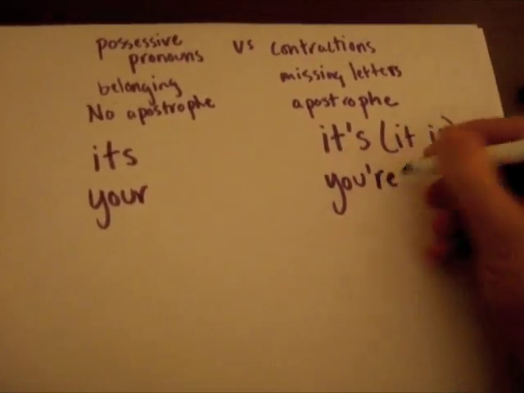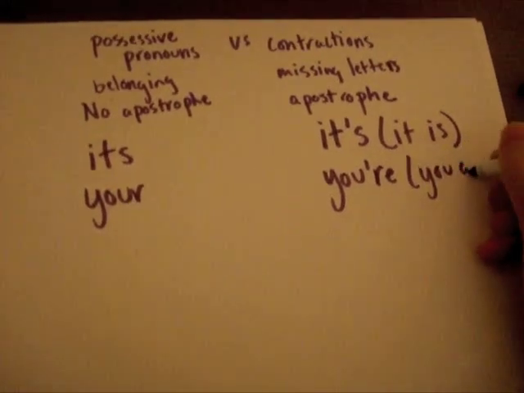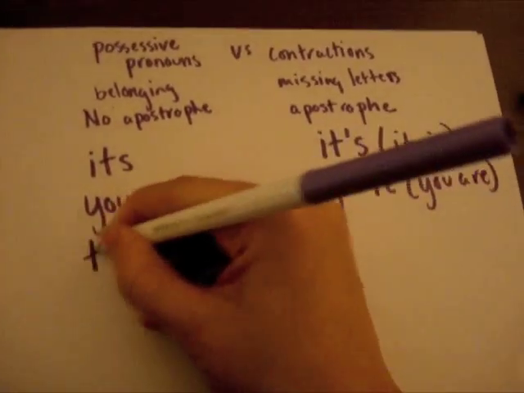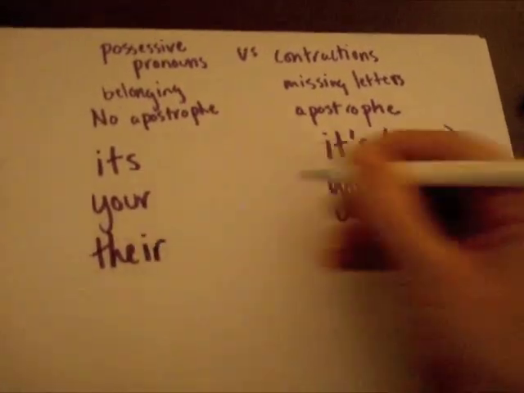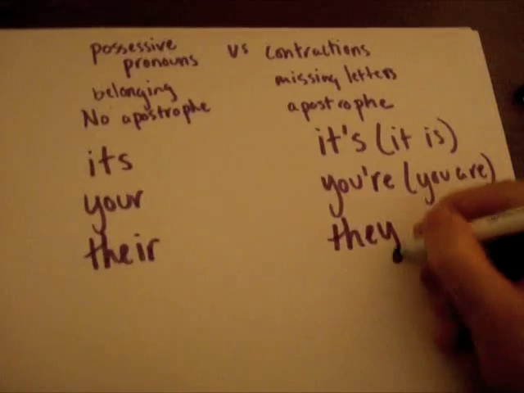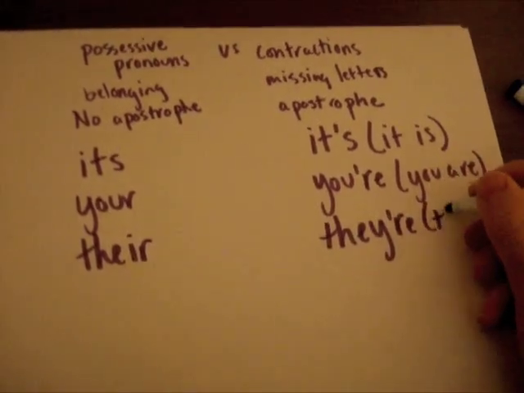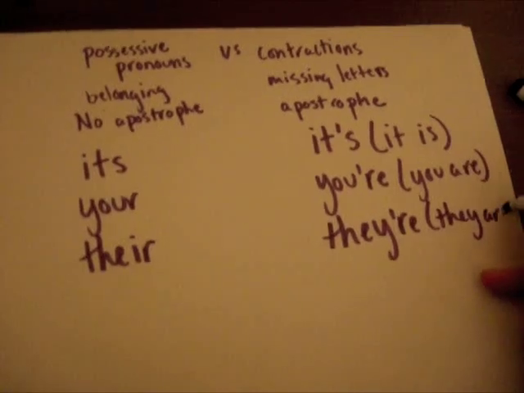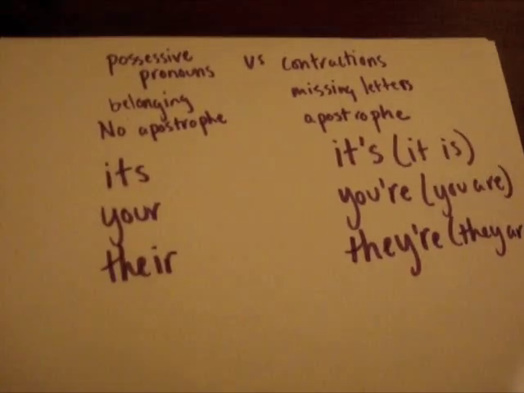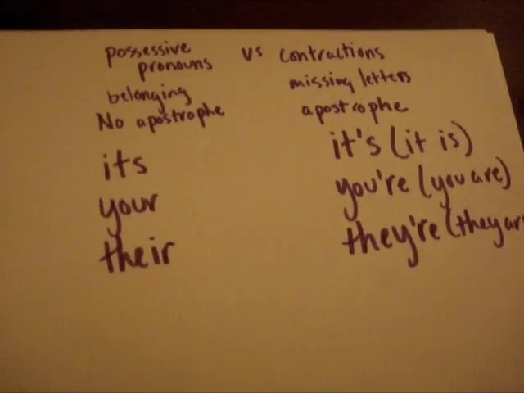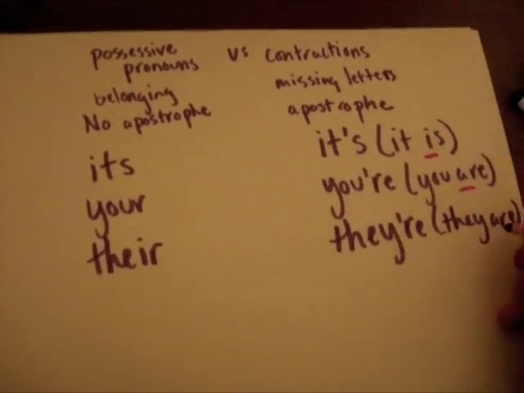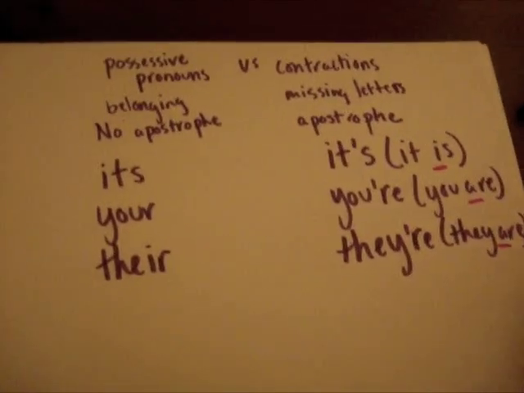Your, as in your job, does not have an apostrophe, but you're, as in you are, does. Their, as in it's their game, does not have an apostrophe, but they're, as in they are, does. That helps us keep the difference between it's, your, and their.